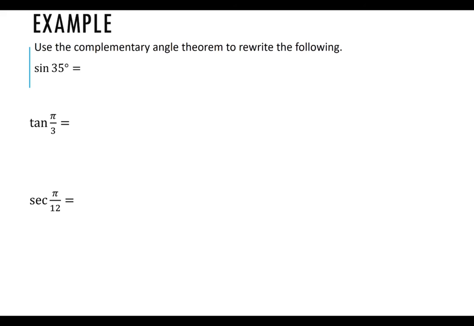And so sine of 35 degrees is really the exact same thing as cosine of 90 degrees minus 35 degrees. And so I claim that sine of 35 degrees is exactly the same as saying cosine of 55 degrees. That's the complementary angle theorem or the cofunction identity. They're the same. All right, well then if I've got tangent of pi thirds, I claim that tangent of pi thirds is the same thing as cotangent of 90 degrees, which in radians is pi halves, minus pi thirds.